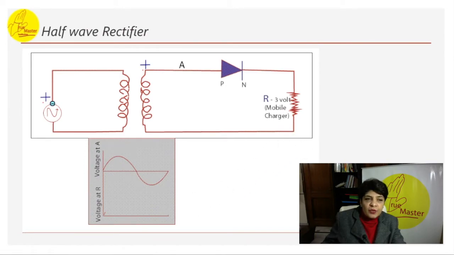Let me explain and then I'll play the animation. Coming to the working of the half-wave rectifier circuit, here the transformer is converting the 220 volt to the required voltage, say 3 volt, as in the mobile chargers that we use. From the primary coil to the secondary coil, the transformer supplies the desired AC voltage. So what we are supplying here is an AC voltage. From here the electrons will move in.